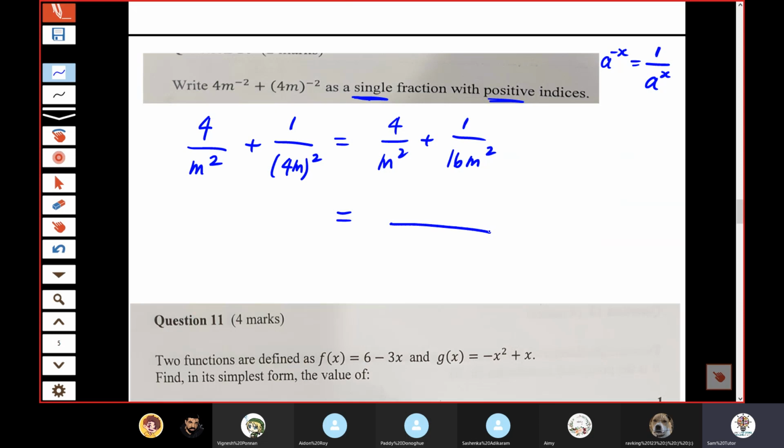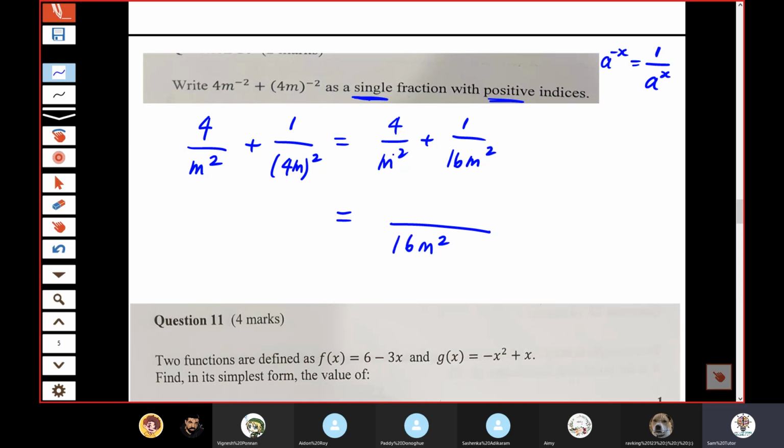And again, can someone tell me what my common denominator is from these two? 16 m squared. Not m squared. You can't have just m squared because where's your 16? How is that common? It's got to be 16 m squared.